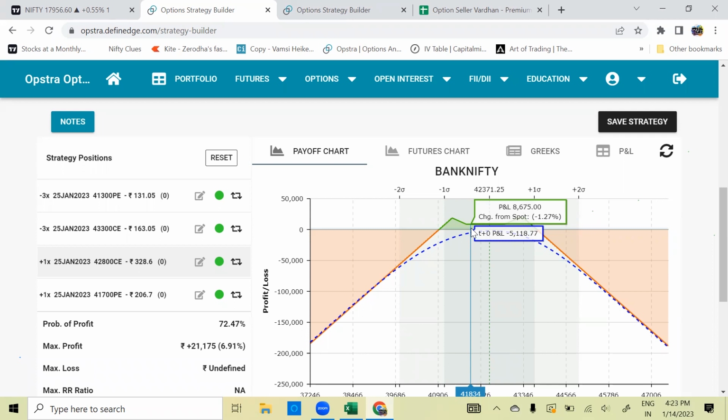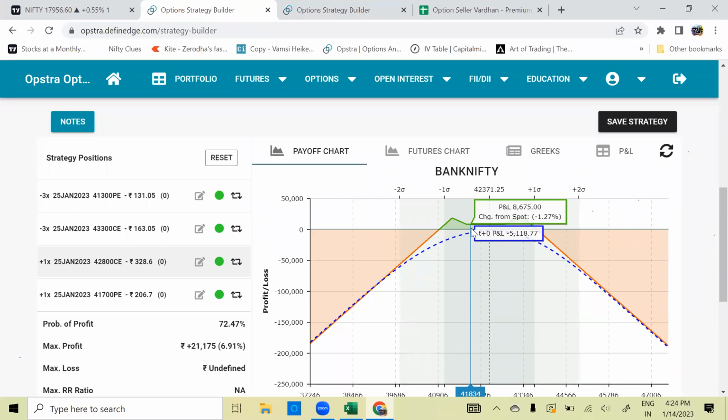Whenever the VIX is low, like now, we will follow a 500 to 600 point distance, but make sure that in between we will get 8,000 rupees. But whenever VIX is more, like 20 plus, then we will buy 1,000 points away and sell another 500 points away. That also we will do.